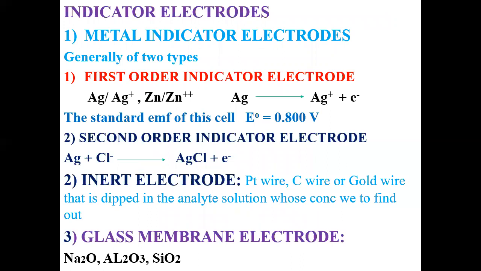And we have also discussed different types of indicator electrodes. What are indicator electrodes? There are three types of indicator electrodes. First one is metal indicator electrodes, second type is inert electrodes, and third type is the glass membrane electrode. We have already discussed these topics in my previous lectures. And metal indicator electrodes are generally of two types. First one is the first order indicator electrode, and second type is the second order indicator electrode.